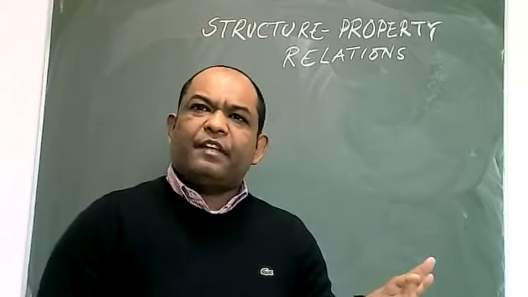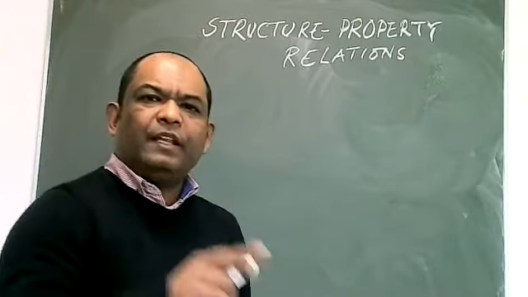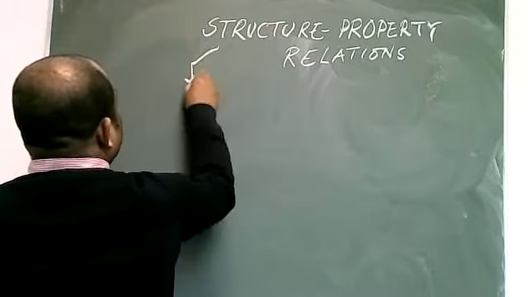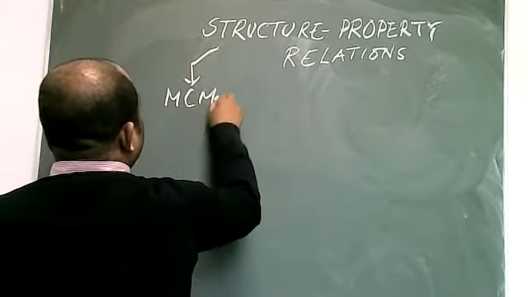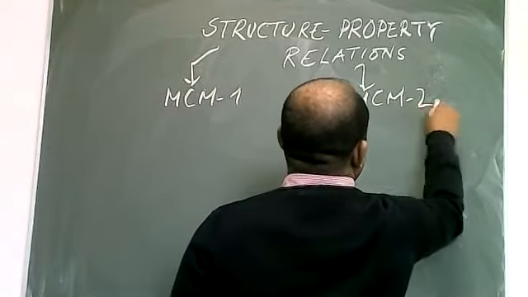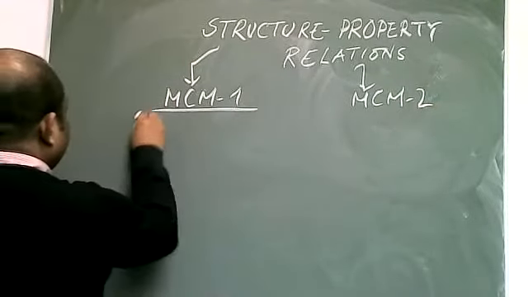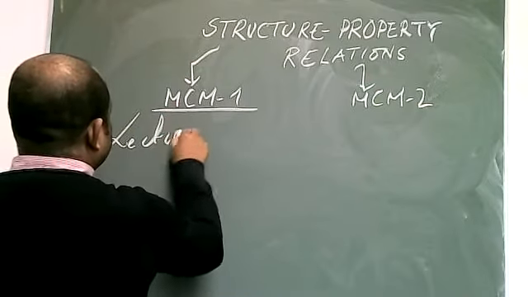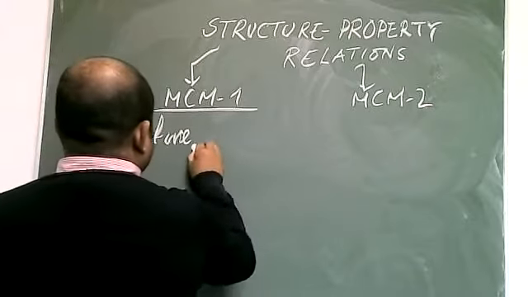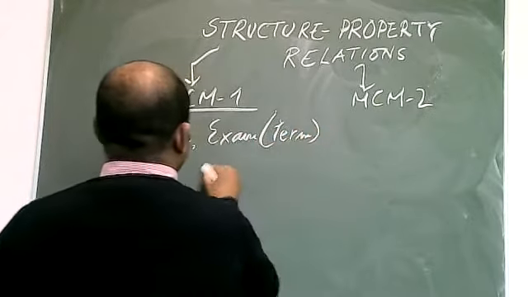So let's have a look first at what we learn within this course. In this structural property relation course, we have basically two parts. One is the so-called module MCM1, and the second part is MCM module 2. In the first part, we have the lecture part, which you will present from next week on. And then you have a term exam, and you have a quiz.